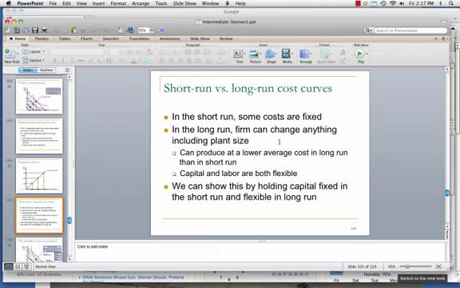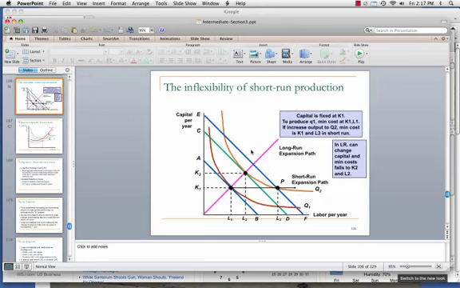Okay. What is it that differentiates a short run versus a long run? That would be the fixed cost. In the long run, there would be no fixed cost because you can change everything. Now, that would mean that there is a difference between a long run expansion path and a short run expansion path. In the short run expansion path, you'll note that the capital is fixed at K1. And you can see that in this description right here. But in the long run, we can change labor and capital.